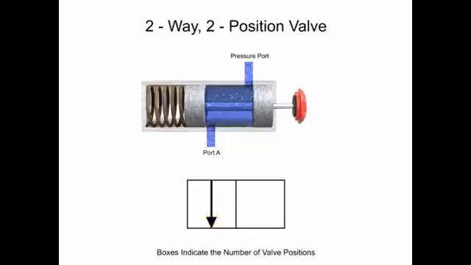A solid arrow indicates the direction of liquid flow. The first position of this valve allows fluid to flow from the pressure port to port A, so an arrow is drawn in the first box to indicate fluid flow.